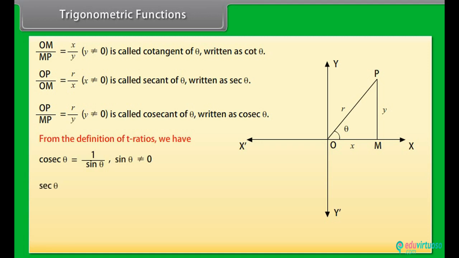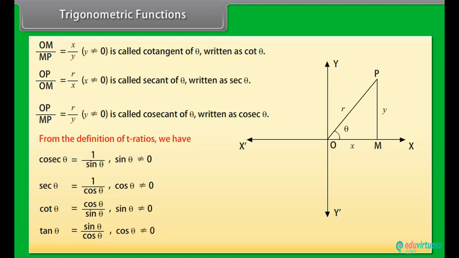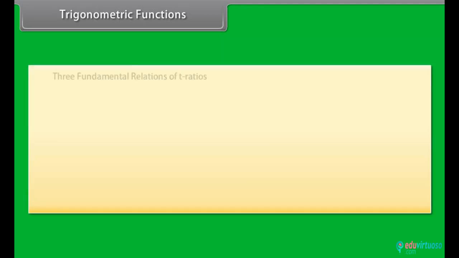Sec theta is equal to 1 by cos theta, cos theta not equal to 0. Cot theta is equal to cos theta upon sin theta, sin theta not equal to 0. Tan theta is equal to sin theta by cos theta, cos theta not equal to 0. Trigonometric functions. Three fundamental relations of T ratios.